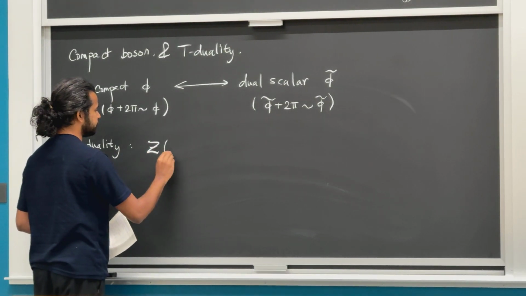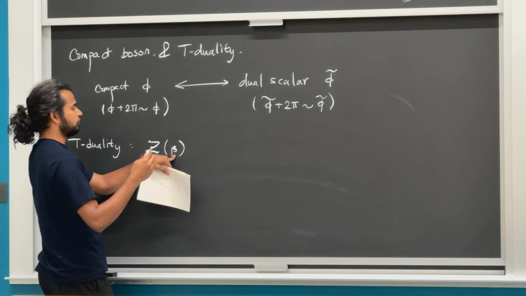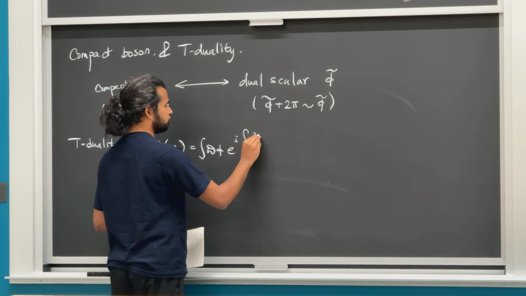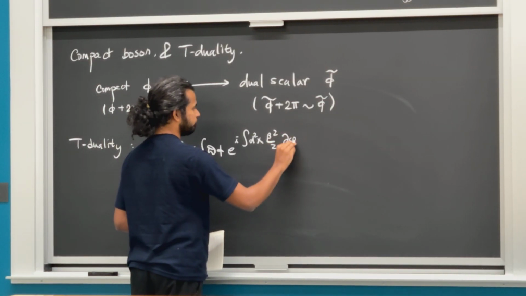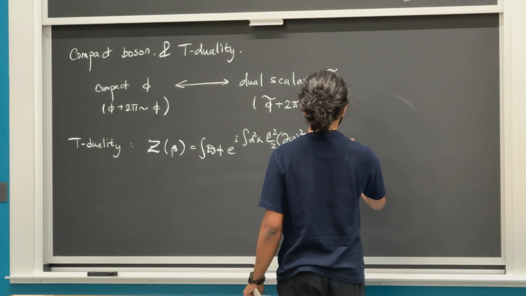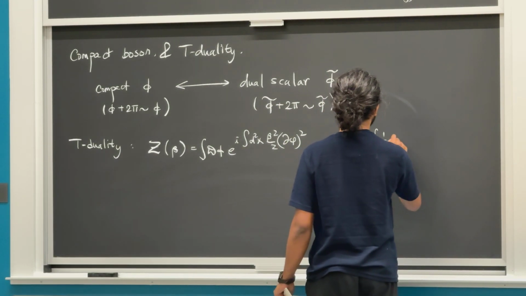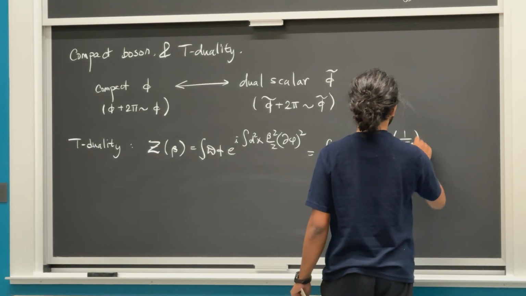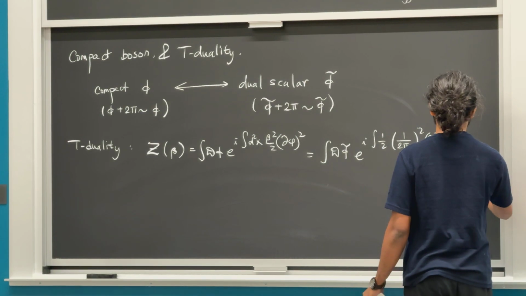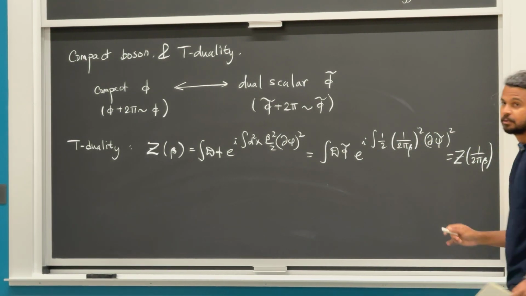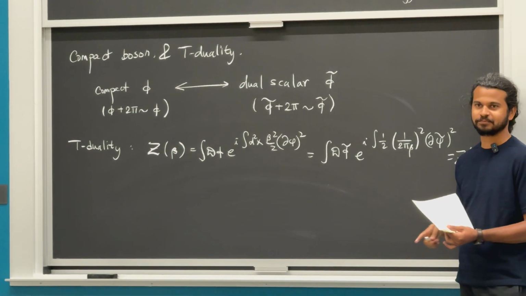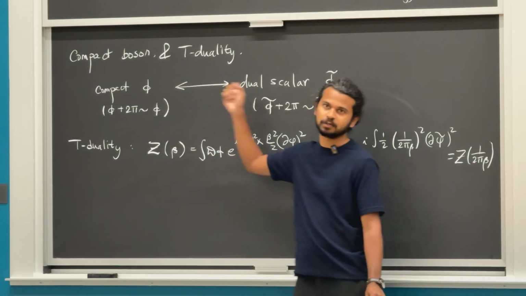And we saw that T duality says the partition function for some quantity beta is equal to the partition function of the dual field phi tilde, with the coupling going as 1 by 2 pi beta. And that was T duality. So the fact that we are going to use from the last lecture in this lecture is the fact that the compact phi has a dual phi tilde.